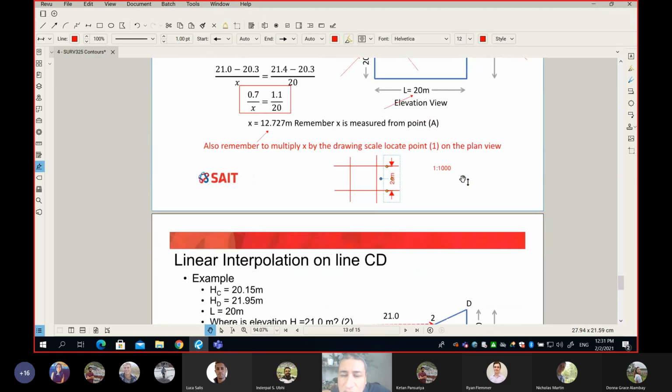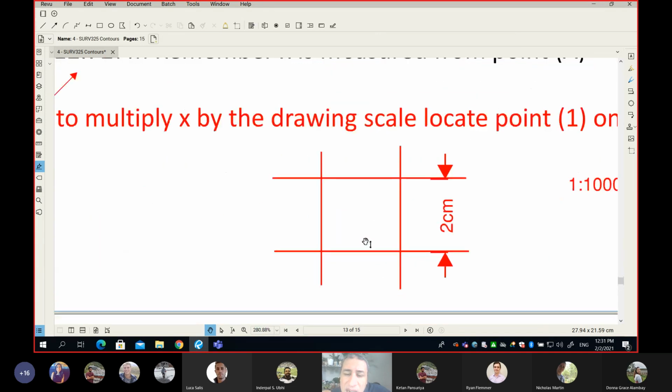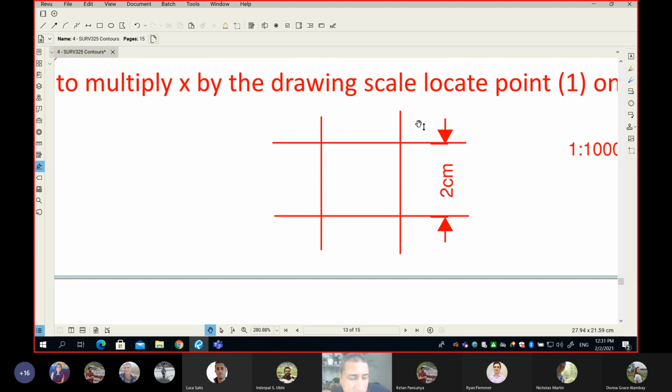Now, let me ask you, you want to draw your contour map. How can you plot your point 1 on this grid line here? Okay, so I have my grid line here, and this is point A. So my point A is here, my point B is here. And from math, I already found out that I have a point here in between A and B, and it's away from point A by 12.727. Now, can I put here 12.727, or I have to convert my 12.727 to the scale?